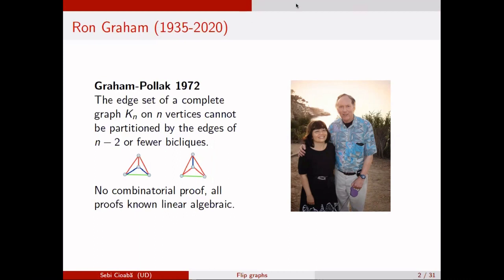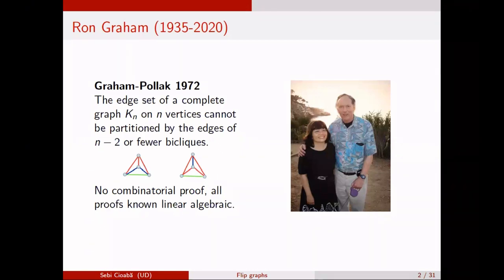In the picture over there, you can see two partitions for K4. One is in stars, like the red star K13, the blue one K12, and the green one. Or you can do it with a K22 in the picture on the right, and then two edges, the blue and the green.